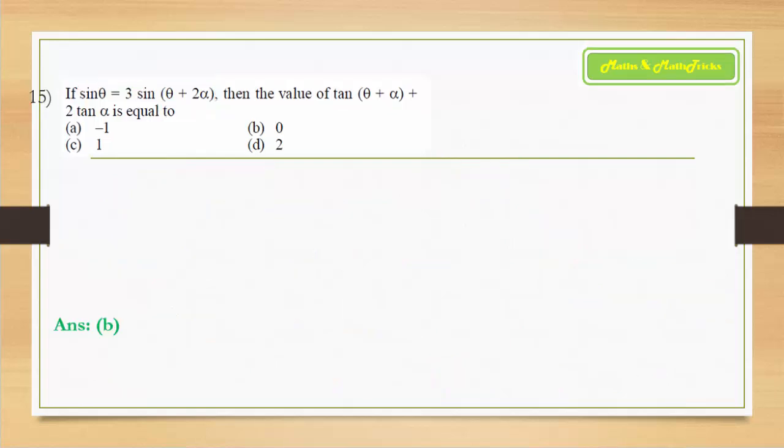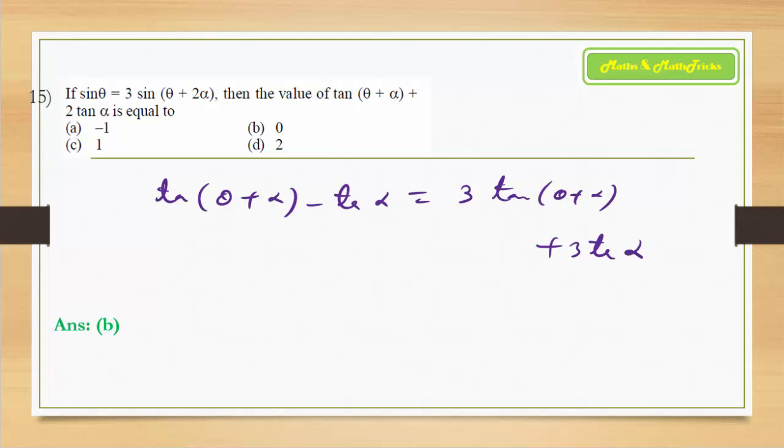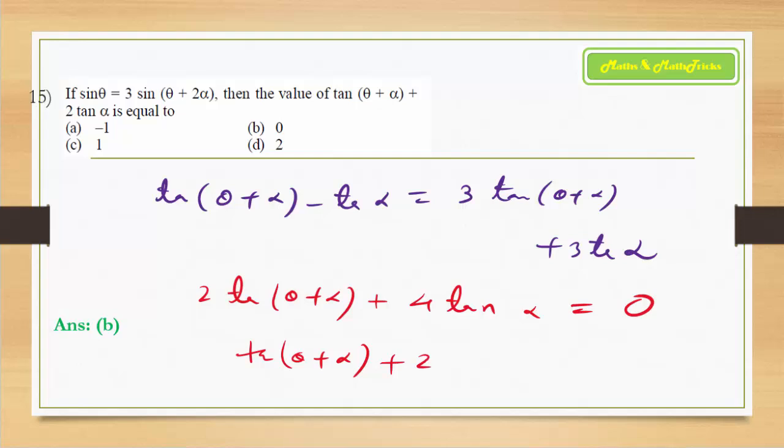Let us simplify. So LHS we have got tan of theta plus alpha minus tan of alpha. RHS we have 3 times tan of theta plus alpha plus 3 times tan of alpha. So we can see that bringing all the terms to RHS, 3 times minus 1 time becomes 2 times tan of theta plus alpha, 3 times tan alpha plus alpha, which becomes 4 times tan alpha equals 0. So we can see that tan of theta plus alpha plus 2 times tan of alpha is ultimately 0 by dividing by 2. So that value that they demanded is actually 0, option B.